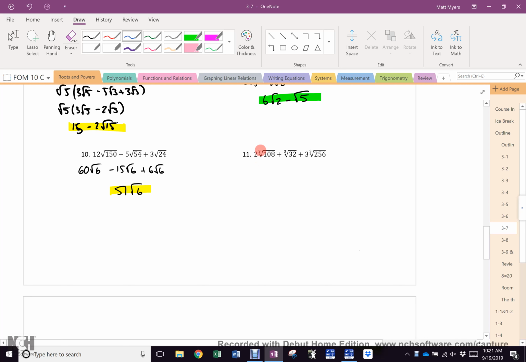I'm looking for groups of 3 instead of groups of 2. That's the only difference. So 108 is 27 times 4. 32 is 8 times 4. And 256 is 64 times 4.